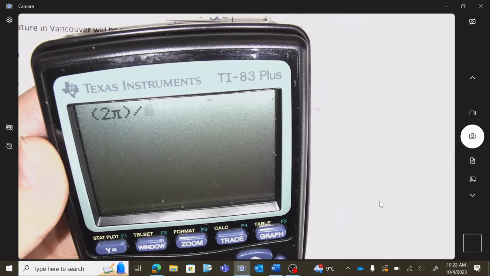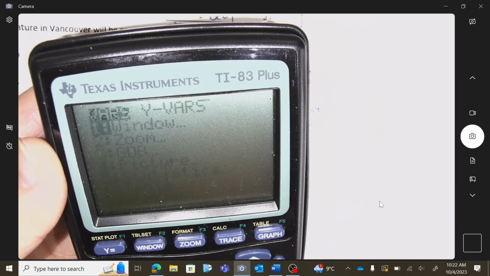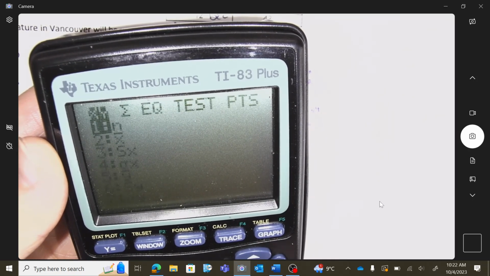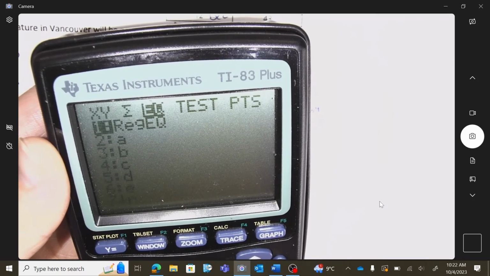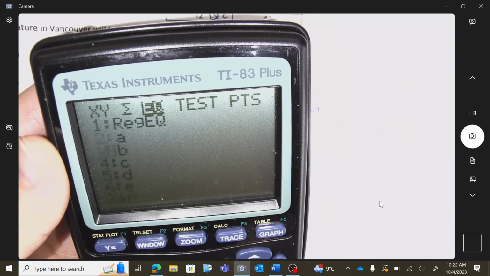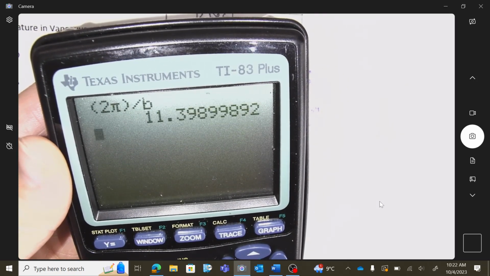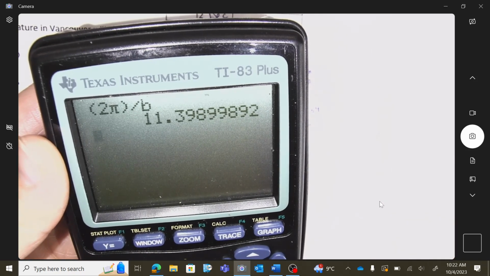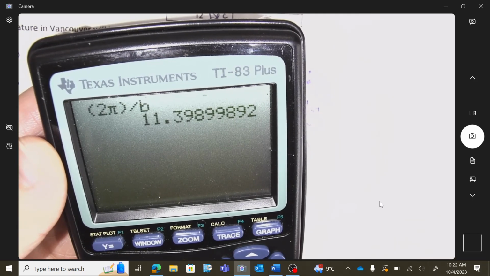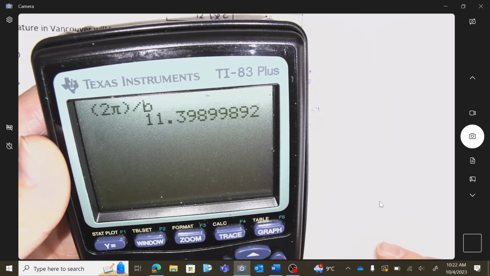I'm going to copy and paste it, so that's the start. What button do you always hit for copy paste? Vars, statistics, equation, but what do you want to insert instead of the whole equation? Just the b. And what do you get? 11.4. Same thing. Does that make sense? That's what's happening. Pretty cool.